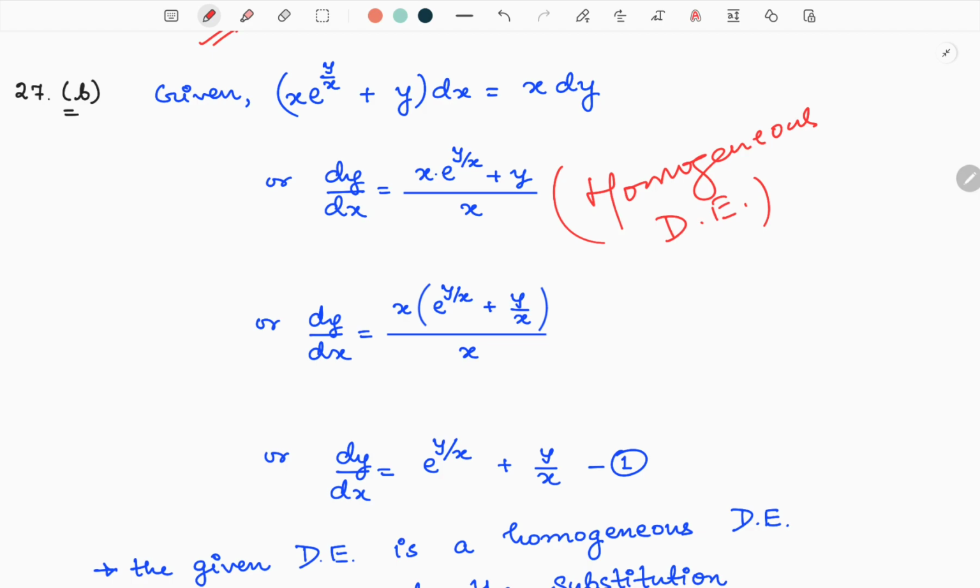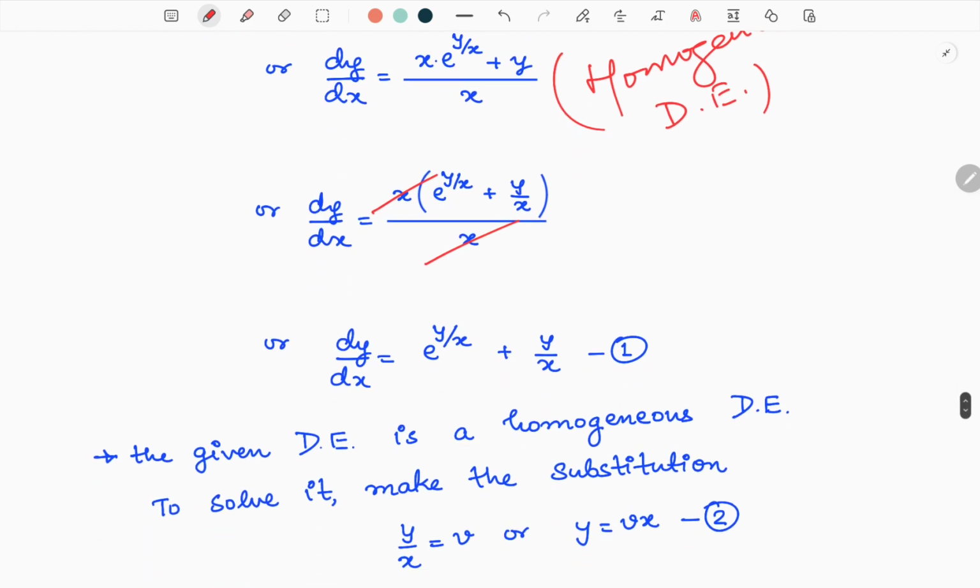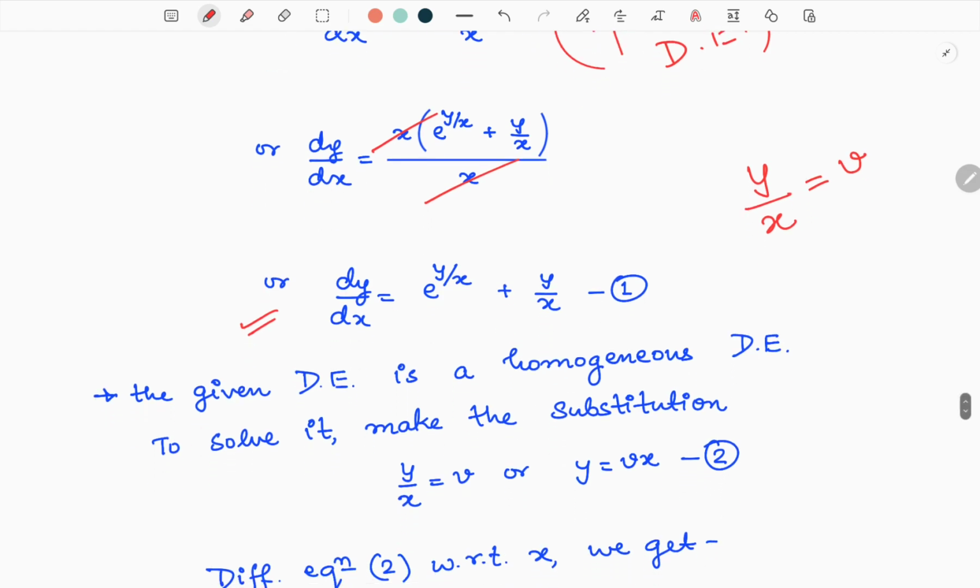Because y and x are mixed together, we will write dy by dx is equal to x e to the power y by x plus y upon x. Since y by x cannot be separated, we will take x common from the numerator, and then x will get cancelled from numerator and denominator. We will remain with the equation dy by dx is equal to e to the power y by x plus y by x. Now when y by x is coming in the equation, you will substitute y by x as v. That I have done.